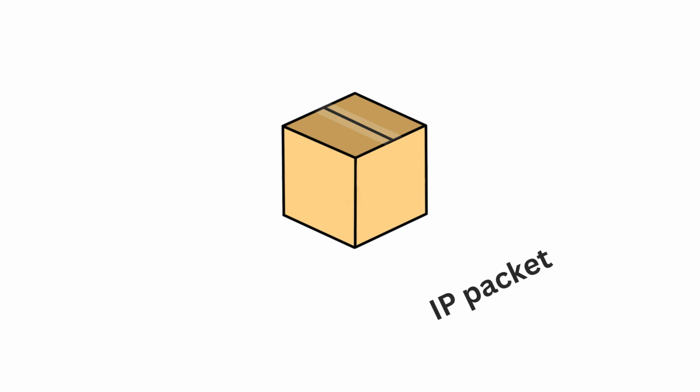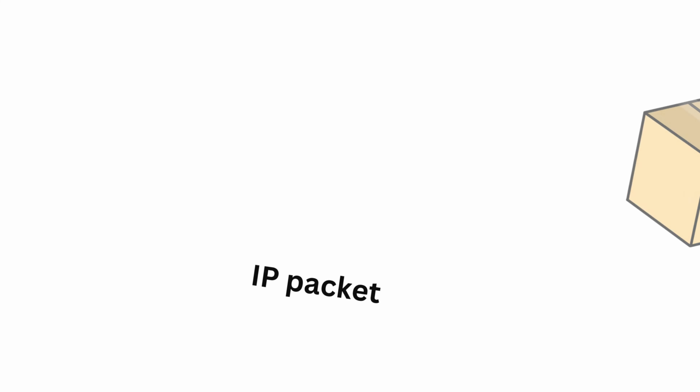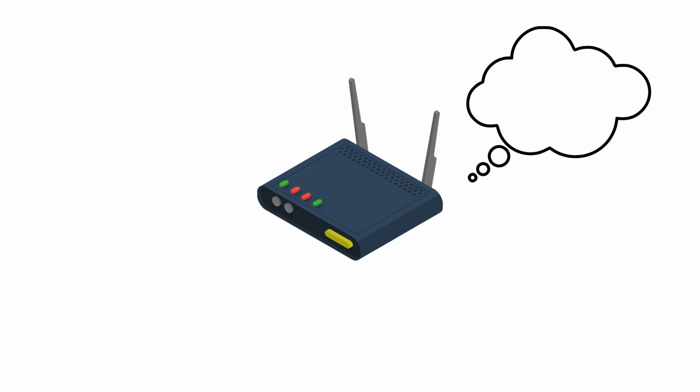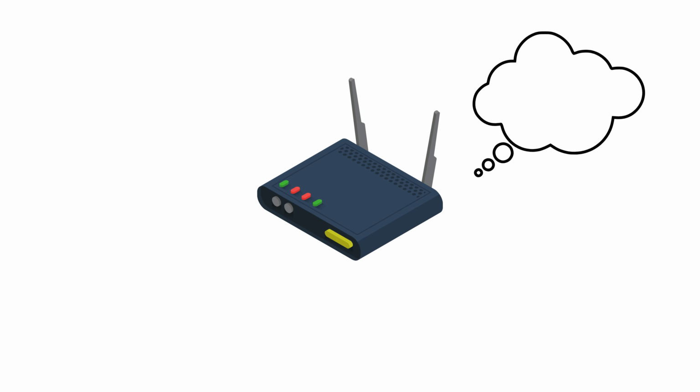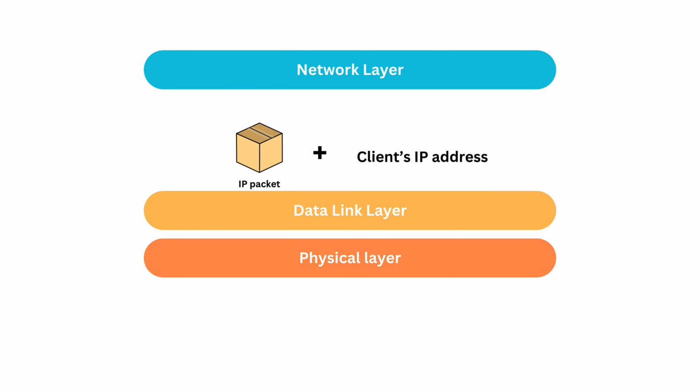Router 8 strips off the data link layer header and inspects the IP header, checking the destination IP address. Since the destination IP matches the client's IP address, Router 8 recognizes that this is the final hop. The client is on the same local network, so Router 8 determines the correct interface to forward the packet. The router passes the client's IP address to the data link layer.